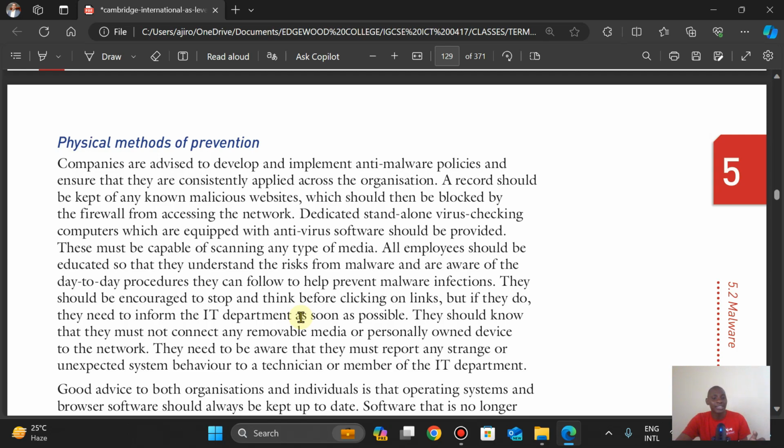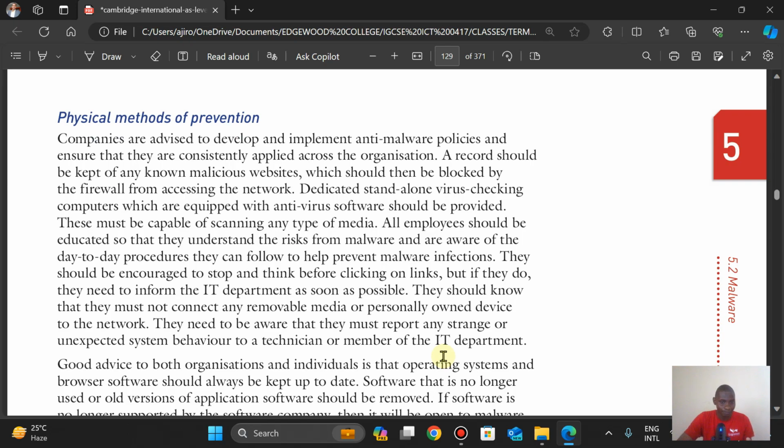All employees should be educated so that they understand the risk of malware and are aware of the day-to-day procedures they should follow to prevent malware infection. They should be encouraged to stop and think before clicking on links. Don't just click on any link you see. You can't send me any link and I'm going to click on it. No. But if they do, they should inform the IT department as soon as possible. They should know that they may not connect any removable media or personally owned device to the network. They need to be aware so they can report any strange or unexpected system behavior to a technician or member of the IT department.